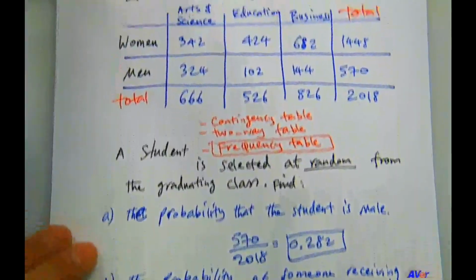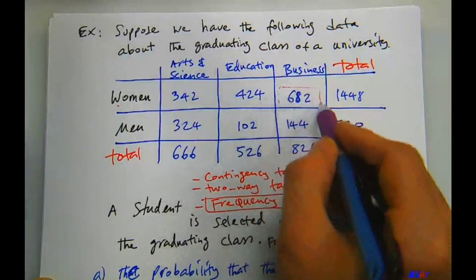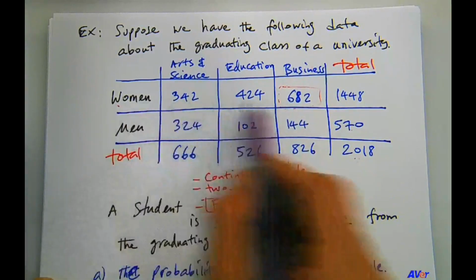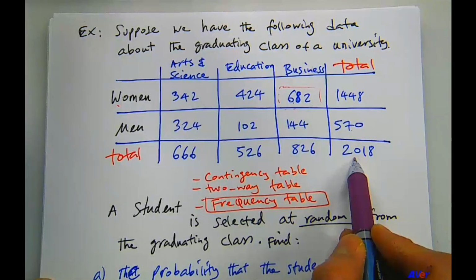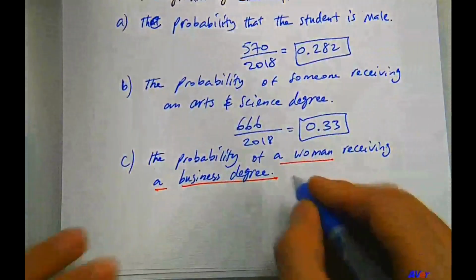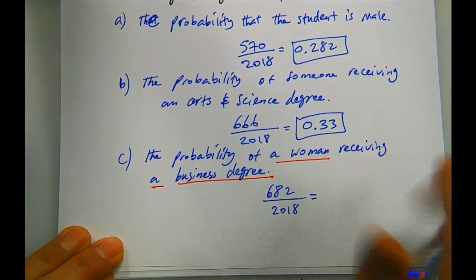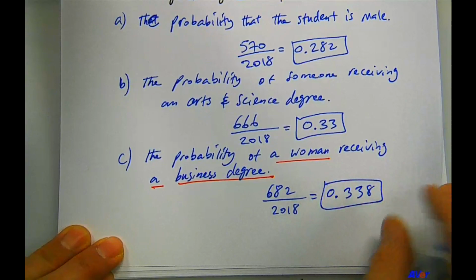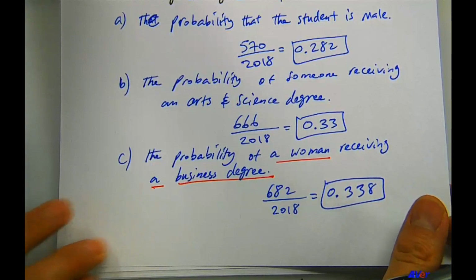So let's go back to our data. A woman who's receiving a business degree is in that cell, right? That cell in the table is the intersection of women who are receiving a business degree. So 682 out of 2018, and we have 0.338. So far, none of these calculations have been conditional probability based. So now we're going to get to those calculations.